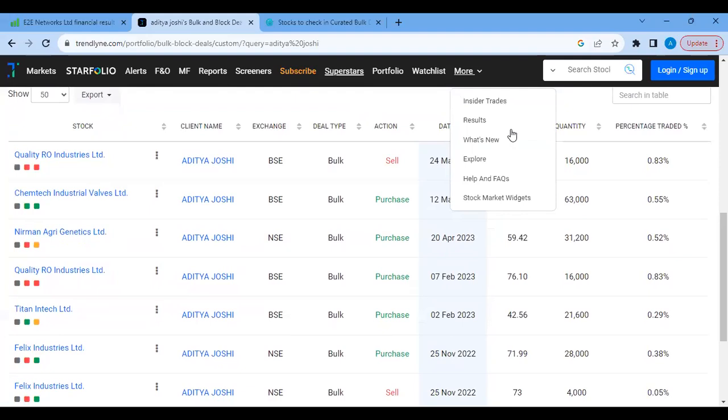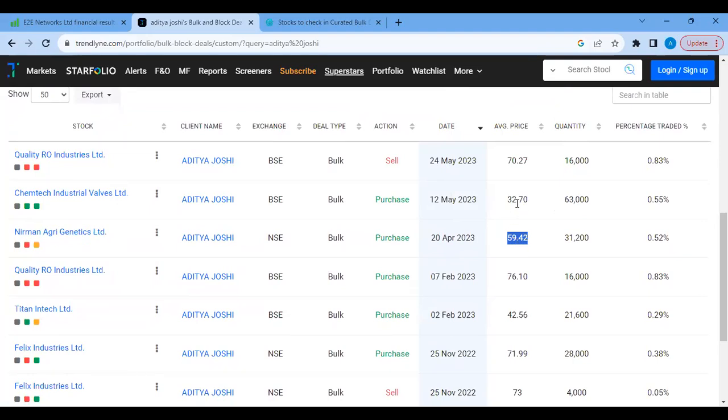What was my buying price on निर्माण? Can you tell me? What was my buying price on निर्माण? 60 rupees. What is the price right now? It's 180 rupees. Tripled for me.